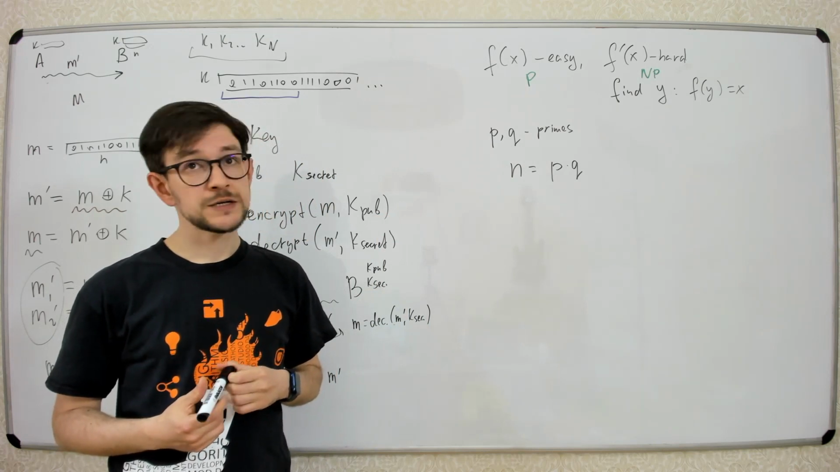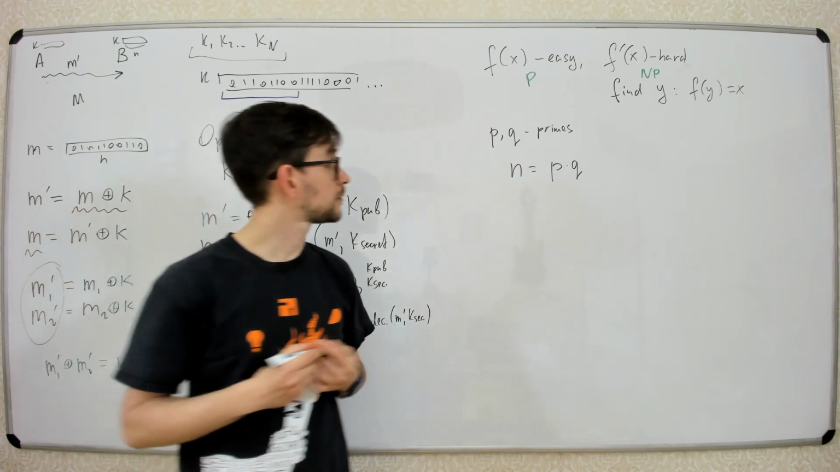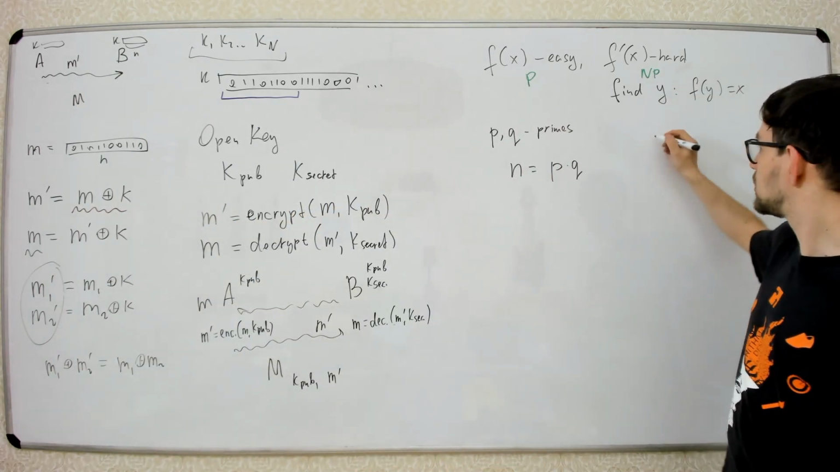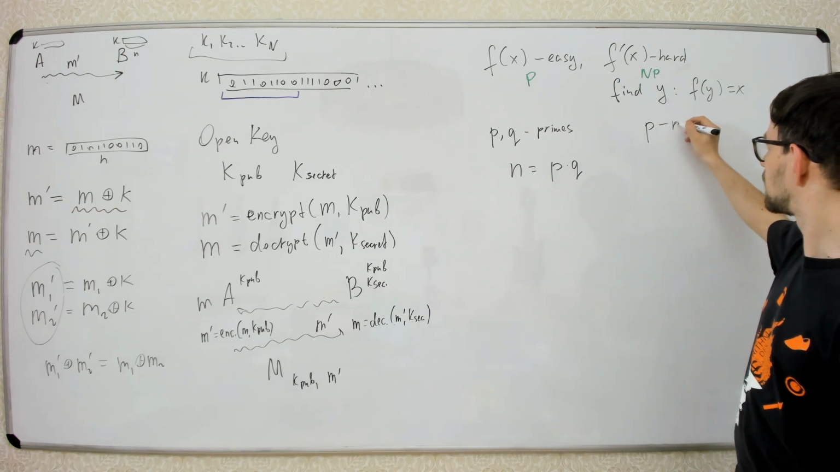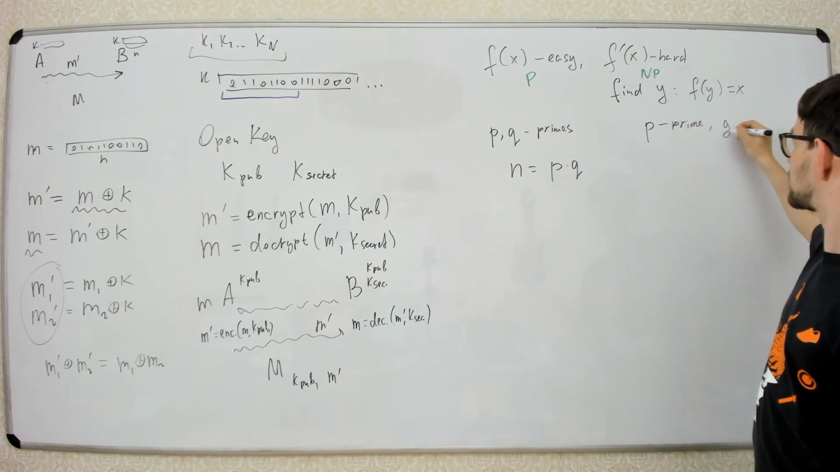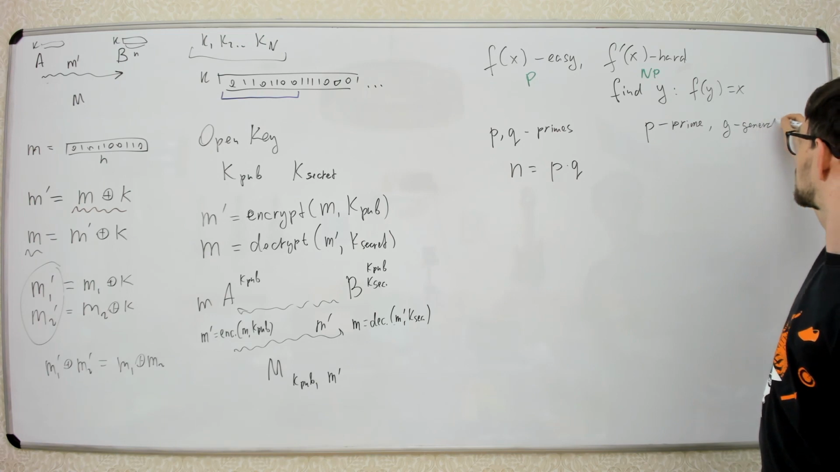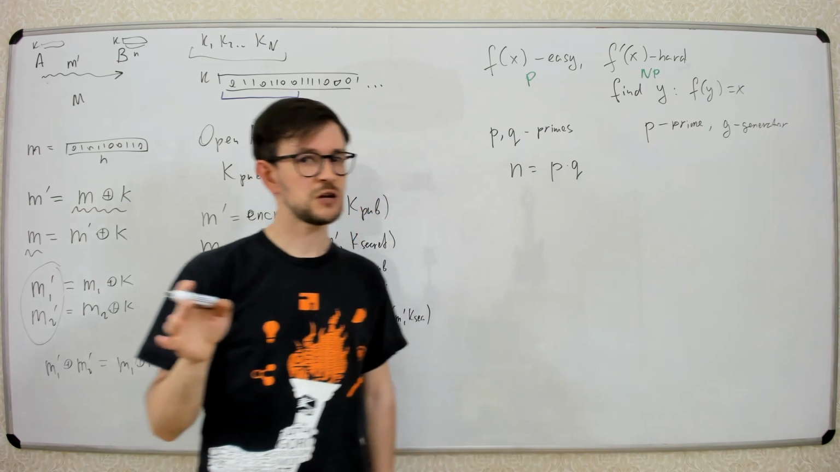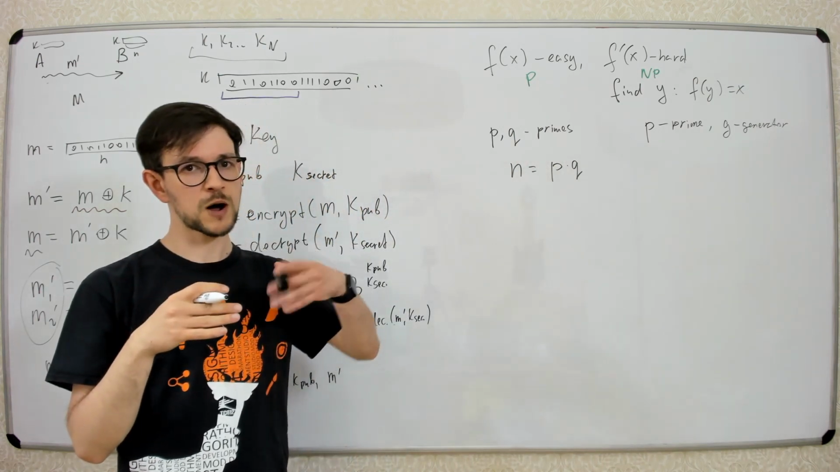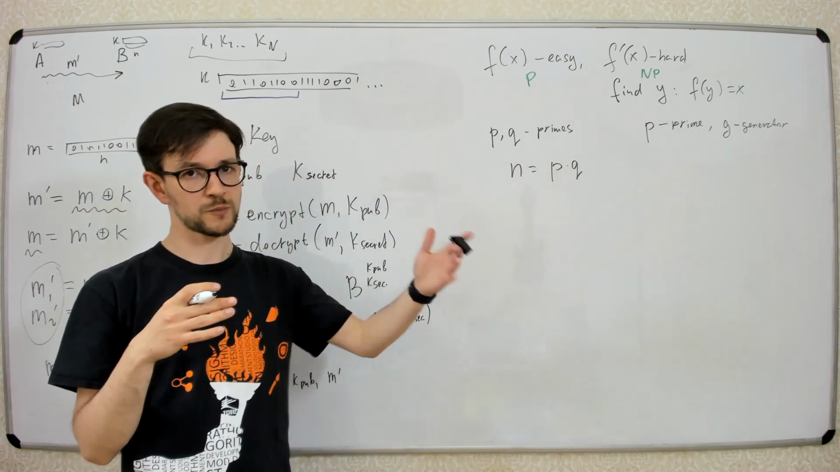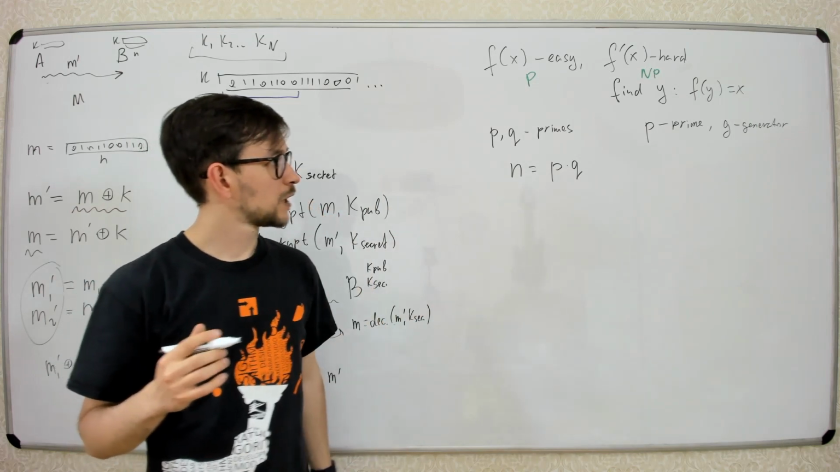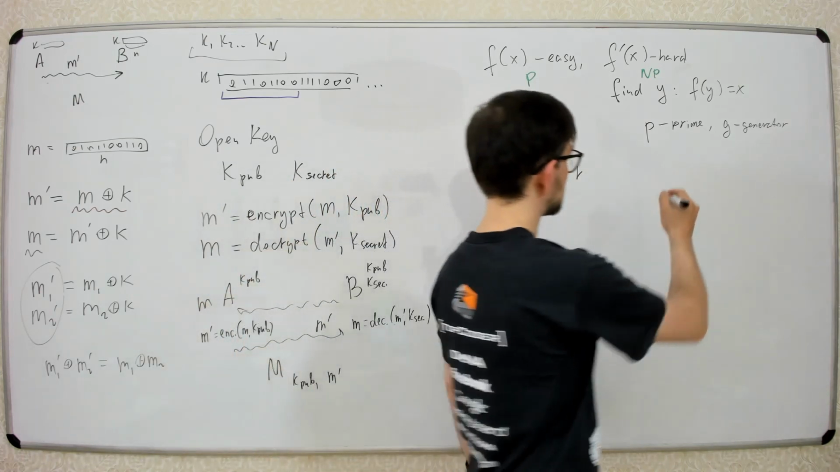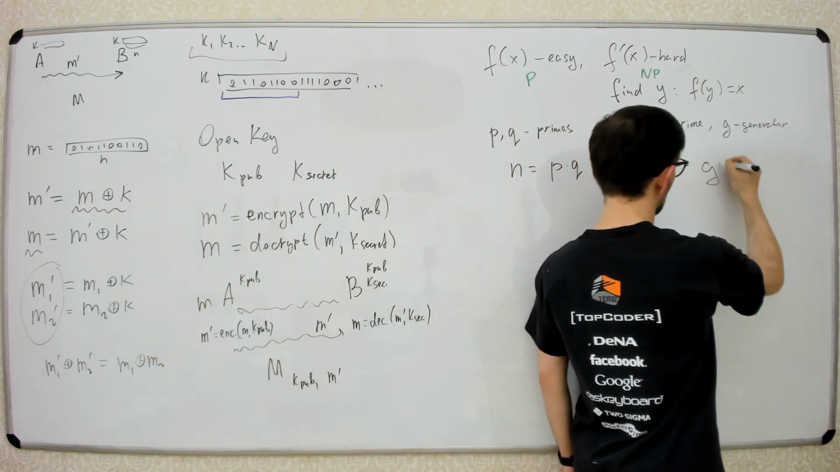Second example is discrete logarithm. Let's say you have some prime p and you have some generator g. Remember what a generator is? We discussed it last lecture. A generator is a number such that if you take all powers of this number, you get all numbers from 1 to p minus 1. So let's take some integer x and calculate g in power of x.